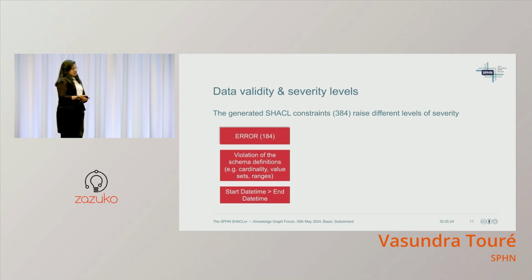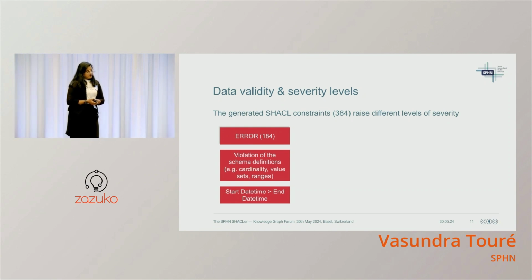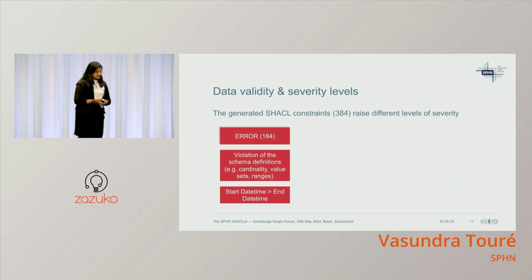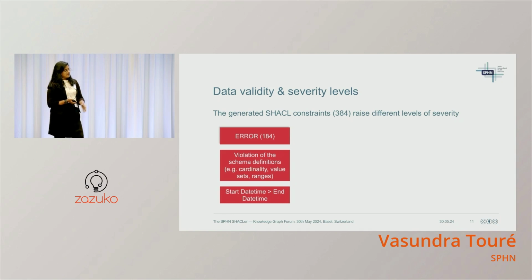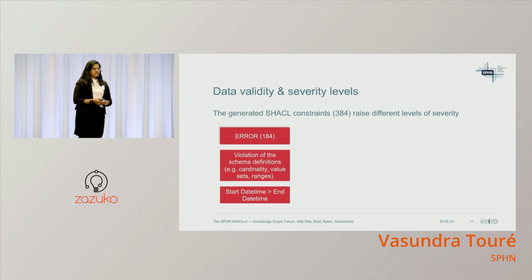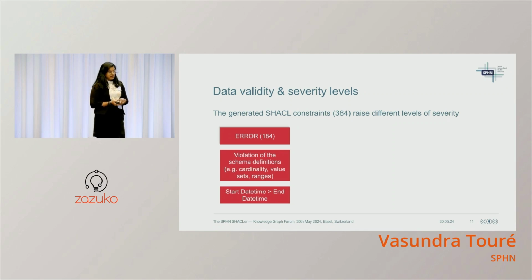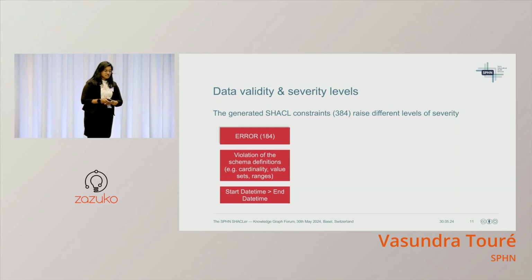So in the SHACL that we generate, we have different levels of severity that are considered. First, we have the errors. If you have an error, you have to fix it, otherwise your data is not valid. This concerns violations of the schema definition. So we have cardinality definitions, we have specific value sets that can be used in particular contexts. So you need to fit to these restrictions.